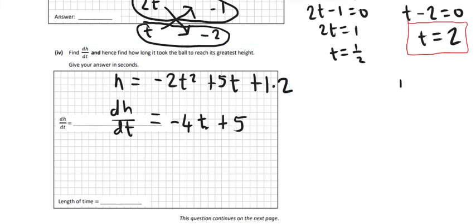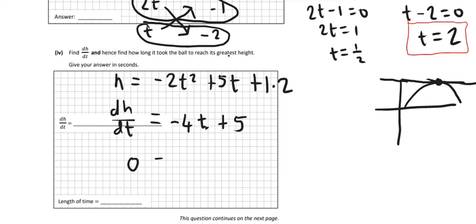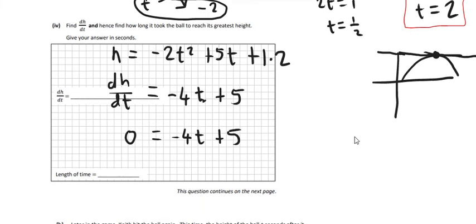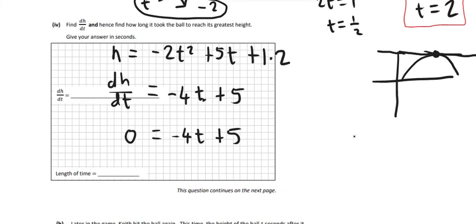So hence find how long it took the ball to reach its greatest height. What you need to know is that when you've got any kind of a curve, if you differentiate it and then you let it equal 0, that finds its maximum. So if we let our answer now equal 0, it'll find this point here for us. So 0 equals minus 4t plus 5. And then we move over the minus 4t.